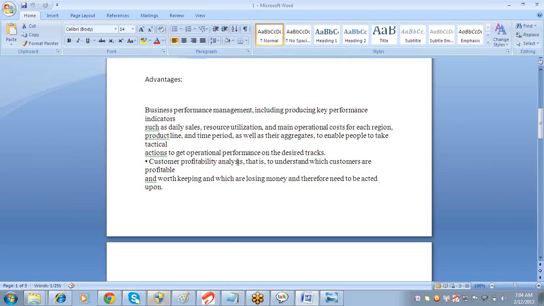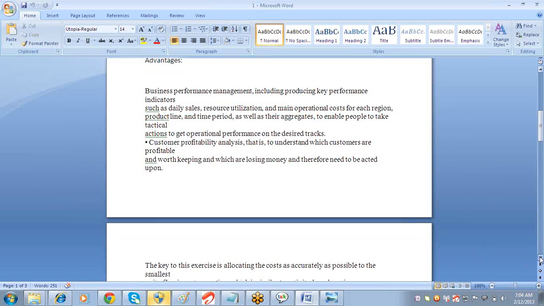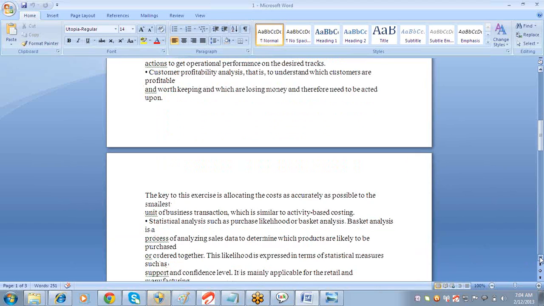Customer profitability analysis. Like, how do you identify good customers, regular customers, and provide them with more benefits? So you do that, they stick to you, right? So all these things can be taken care of, or can be well managed when we use this BI.